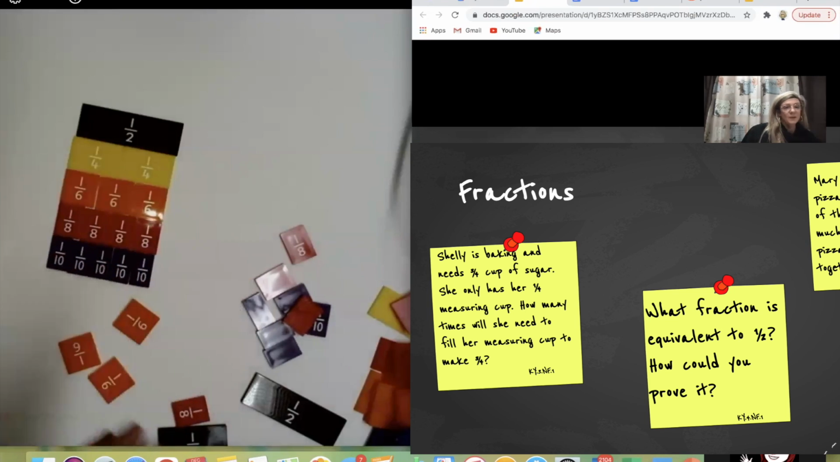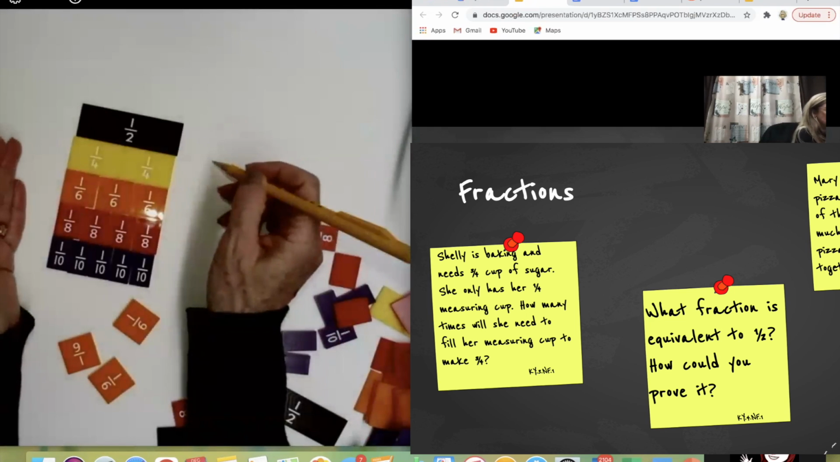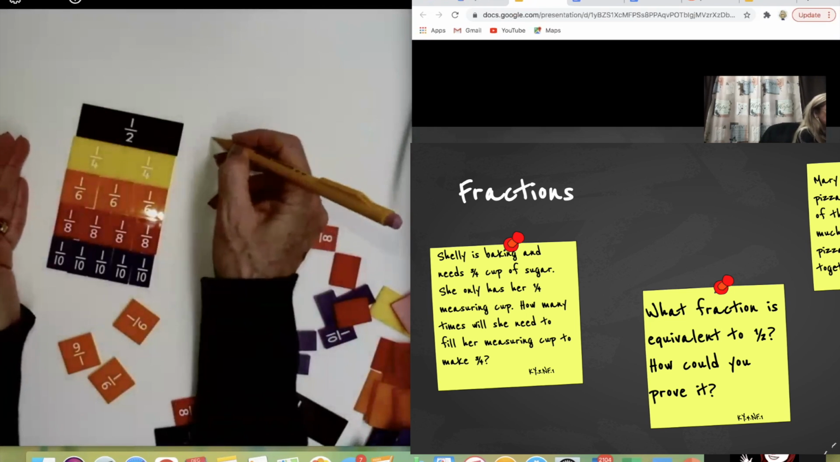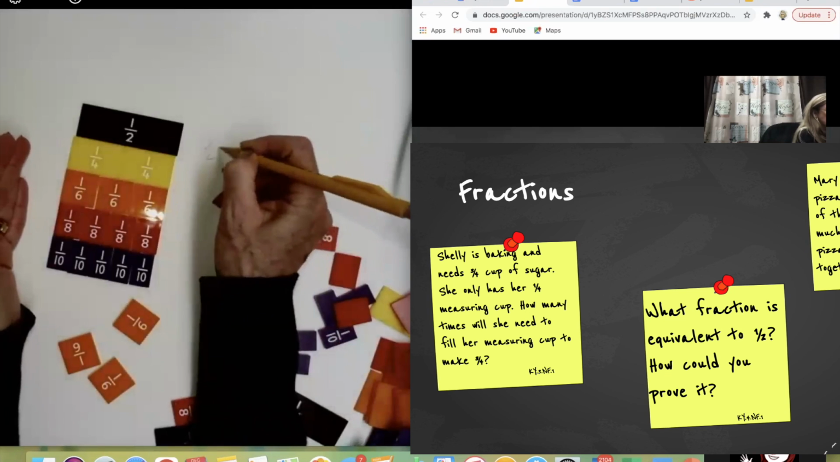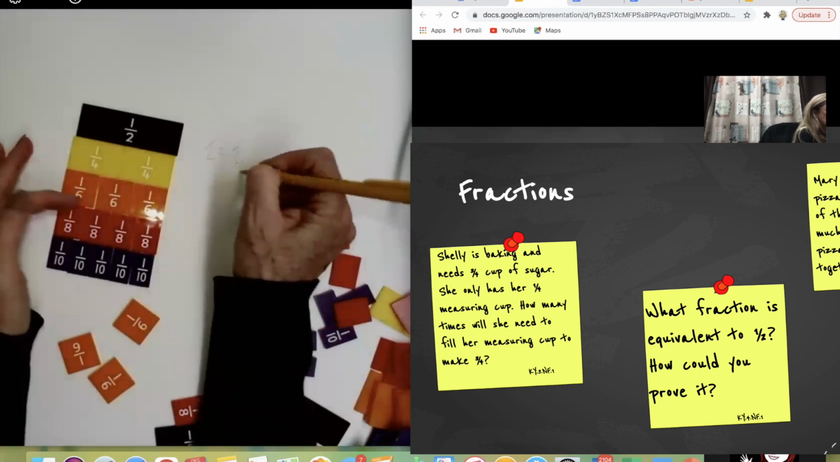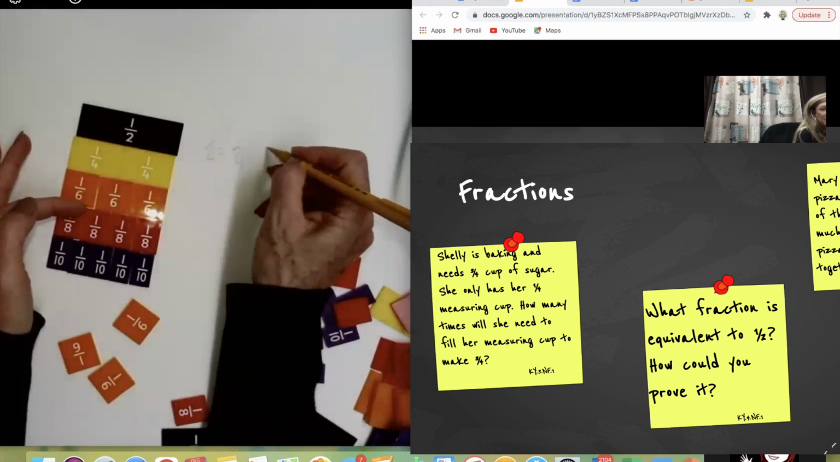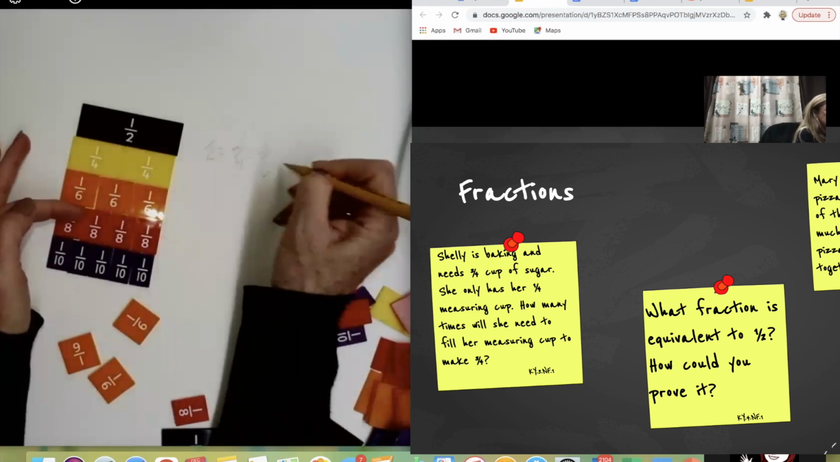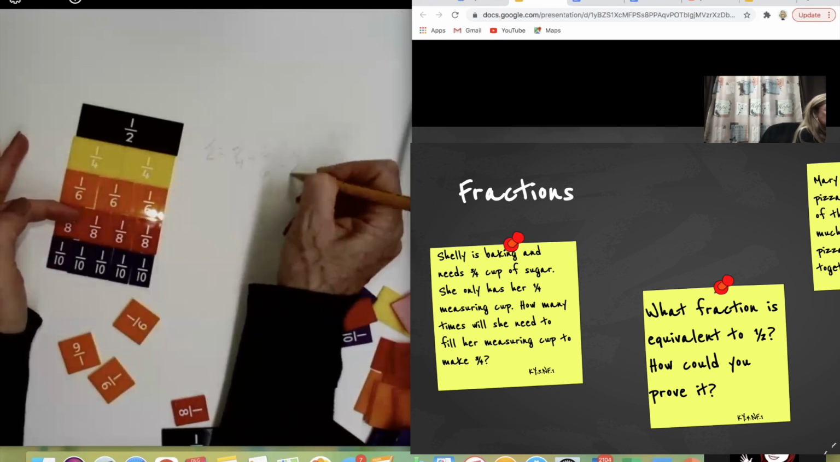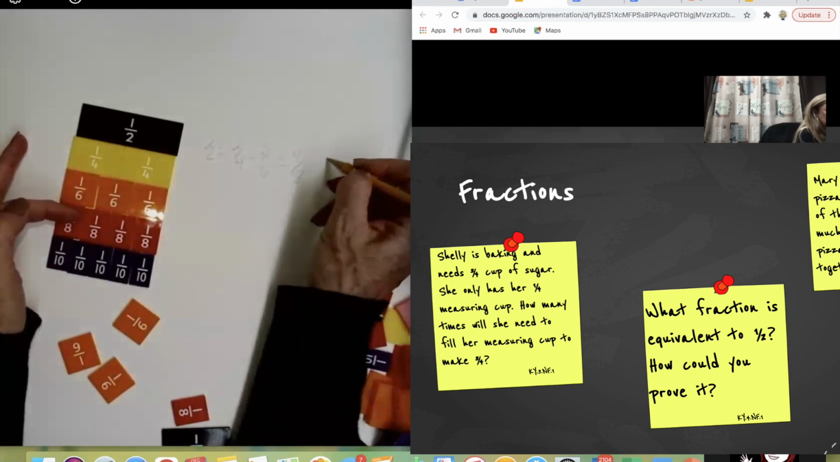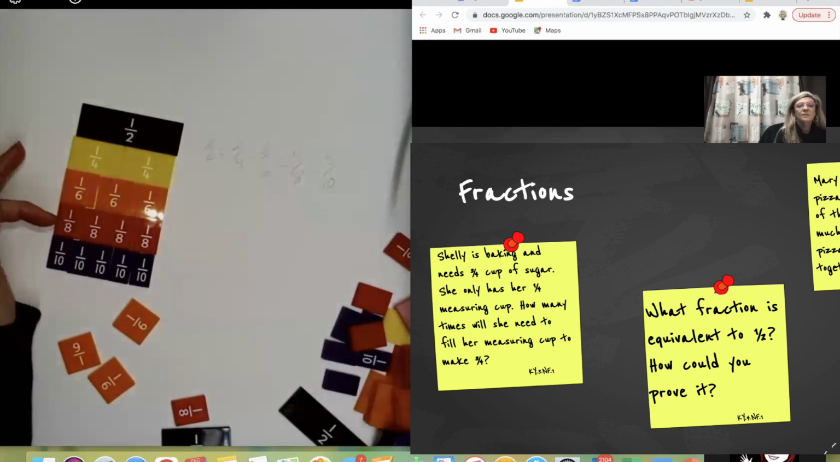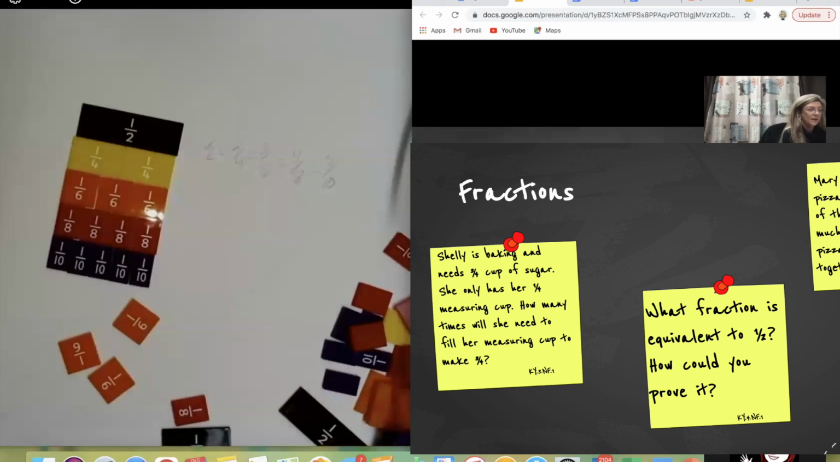Now, I always like to have mine build them underneath each other. But if they need to just pull them away and do them one at a time, that's okay too. But they're going to need to record what they're seeing here. So, for example, what's equivalent to 1/2? So 1/2 actually equals 2 4ths, which is equal to 3 6ths, which is equal to 4 8ths, which is equal to 5 10ths. So that's how we could record that abstractly.